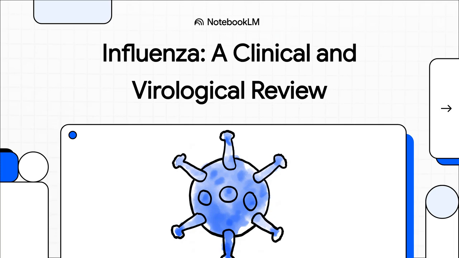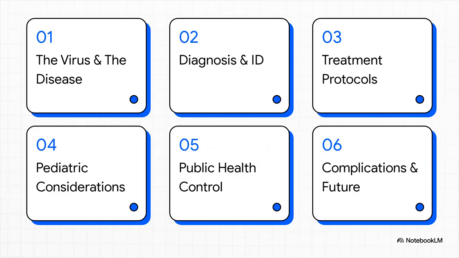All right, welcome. Today we're doing a full doctoral level breakdown of influenza. We're going to get into the virology, how it's diagnosed, and how we actually manage one of the most clever and persistent viruses out there. So here's our game plan. We'll start with the virus itself, then move into diagnosis and treatment, touch on the specifics for kids, and then zoom out to public health and the big questions we're still facing.